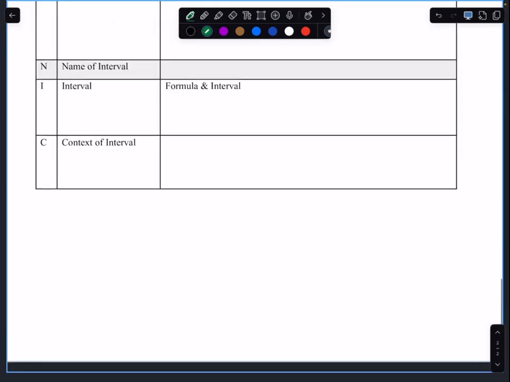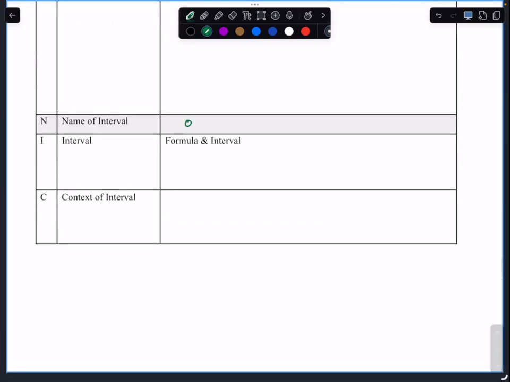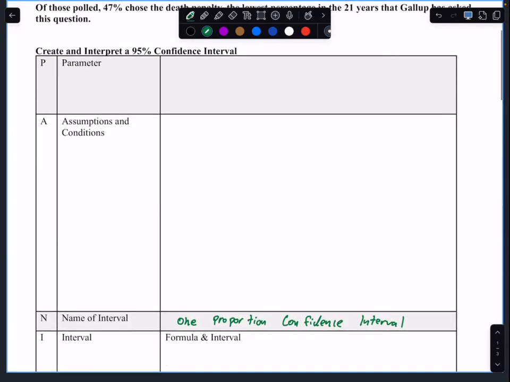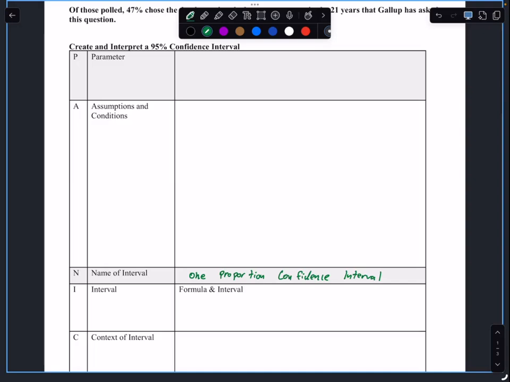And so it's the same on the other page. This is a one proportion confidence interval. All right, so that's what you're studying. It's the same thing for both sides. That's the only thing we're studying for intervals. Next week, we're going to study a one proportion hypothesis test. All right, that's the difference.